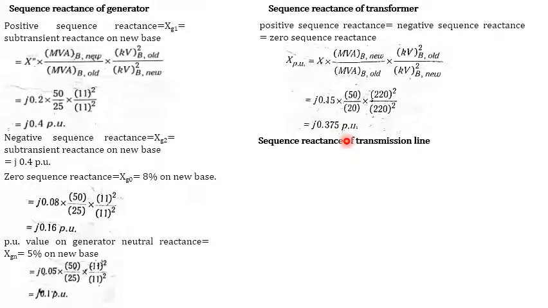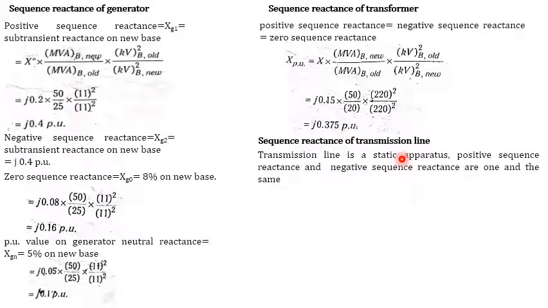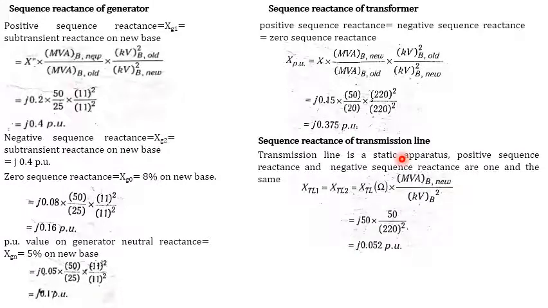Then for the transmission line we have a different formula: X per unit new is equal to X in ohms into MVA base new divided by kV base squared. The positive is equal to the negative for the transmission line. So the reactance in ohms is given, the new MVA is 50, and the transmission line voltage we have to consider is 220 squared. The value we will get is 0.052 per unit.